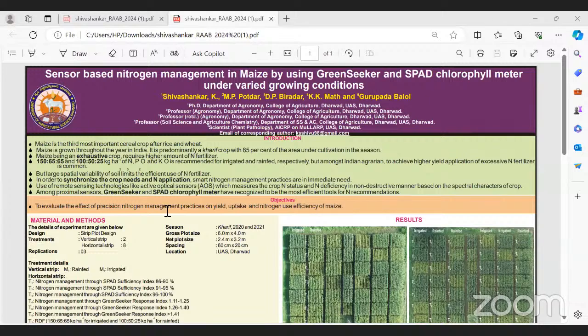Good morning to all the delegates present here. I am Shivshankar K from the University of Agricultural Sciences, Dharwad. Here I am going to present my poster on sensor-based nitrogen management in maize by using GreenSeeker and SPAD chlorophyll meter under varied growing conditions.